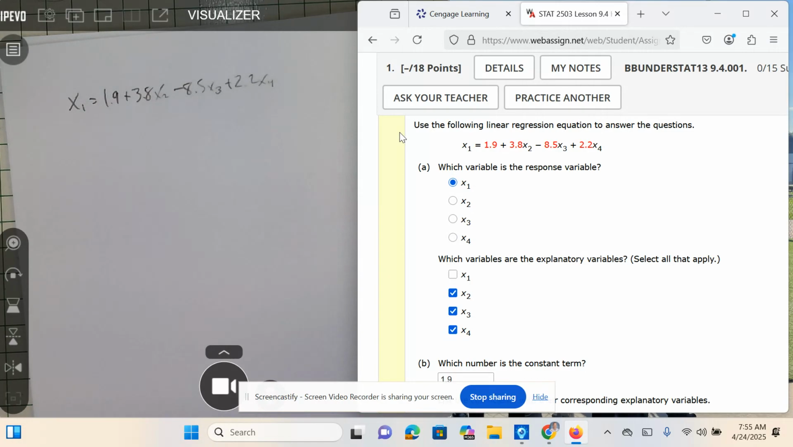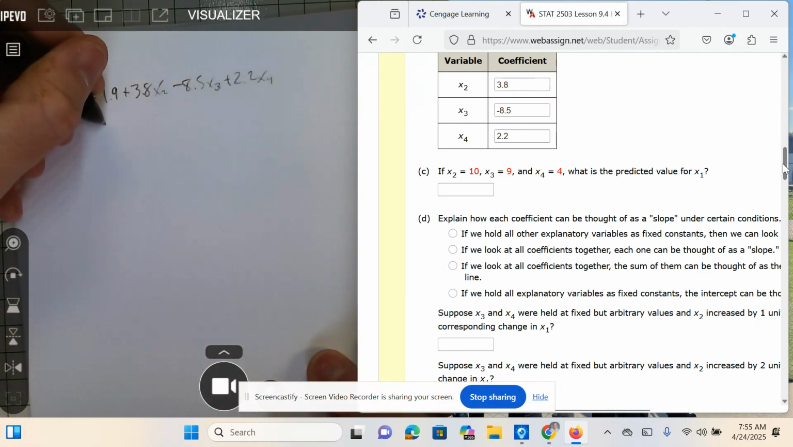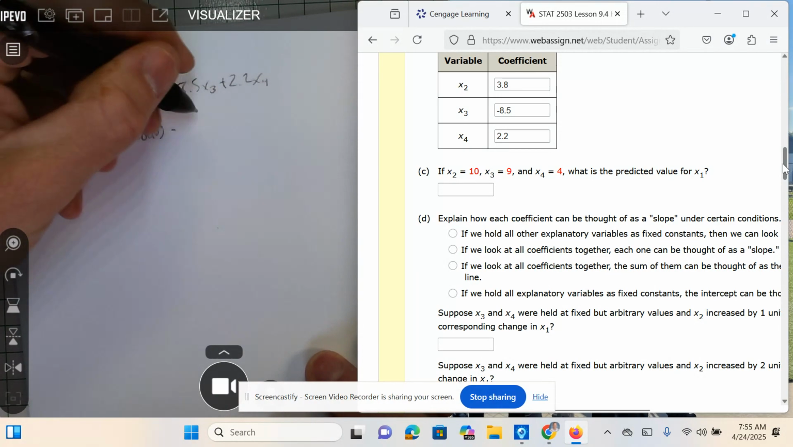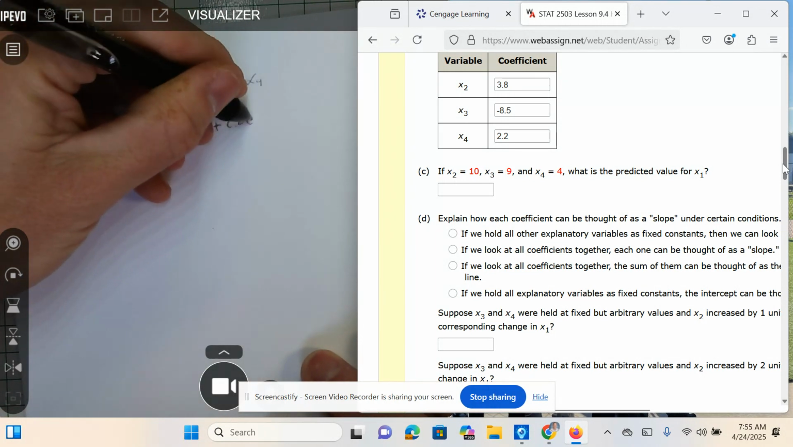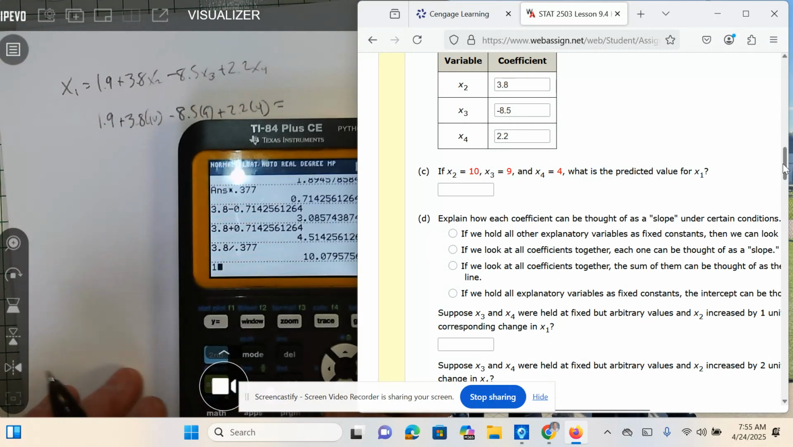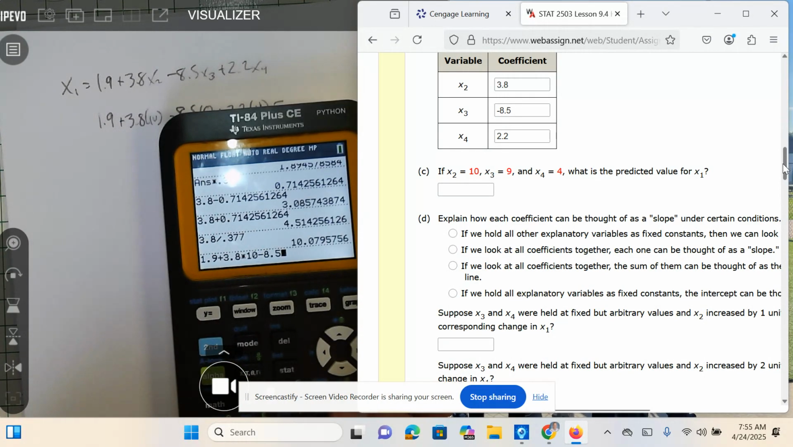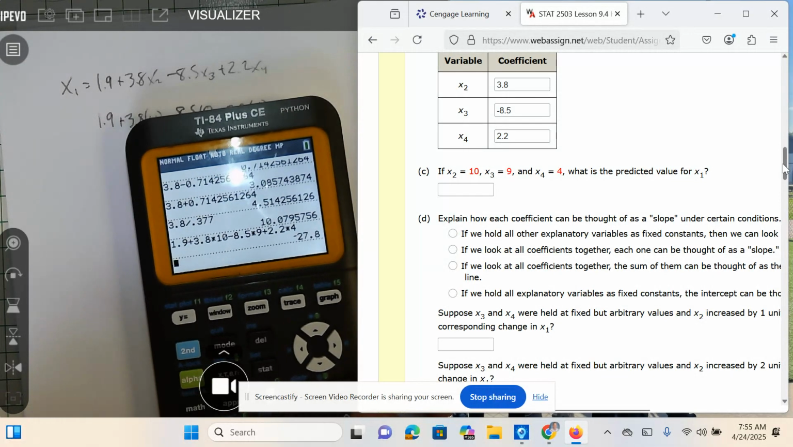Okay, and so what I'm going to do next is plug in those values. So I'll come back down here. X2 is 10, so 1.9 plus 3.8 times 10 minus 8.5 times 9 plus 2.2 times 4. Okay, and I'll figure out what that is. 1.9 plus 38 minus 76.5 plus 8.8, so negative 27.8.